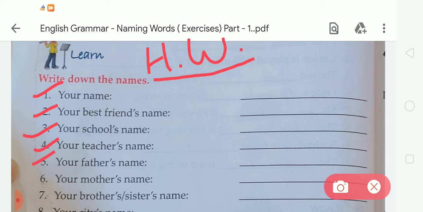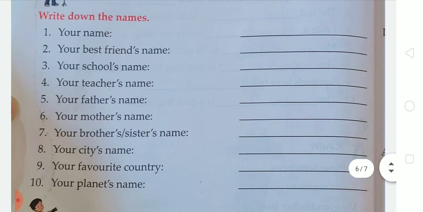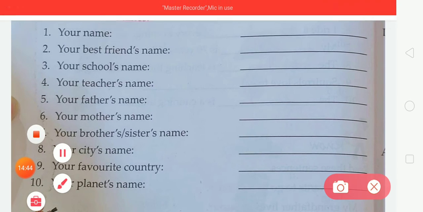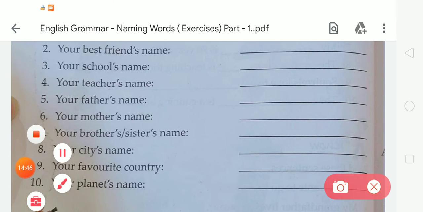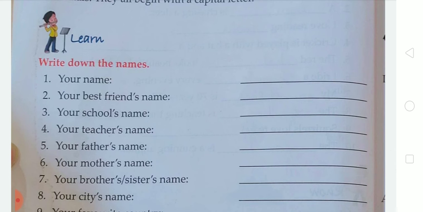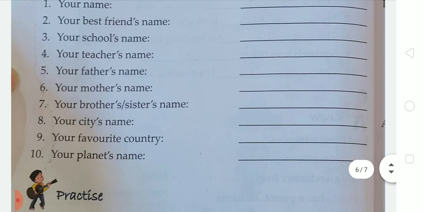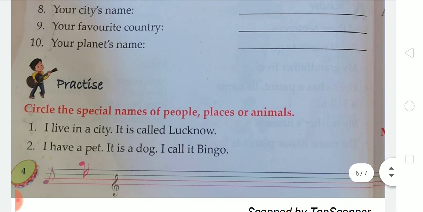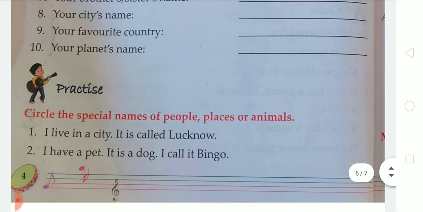Next, your father's name. After that, your mother's name. Next, your brother or sister's name. And next is your city's name. Ninth is your favorite country. And next, the last one is your planet's name. Okay, your planet's name. So you have to complete this given homework at your home with the help of your parents.